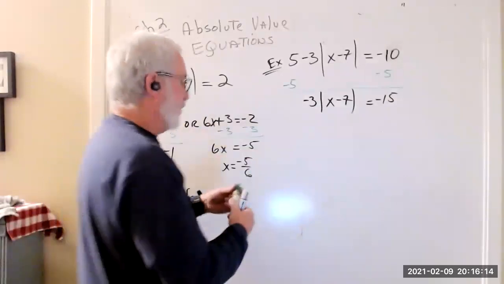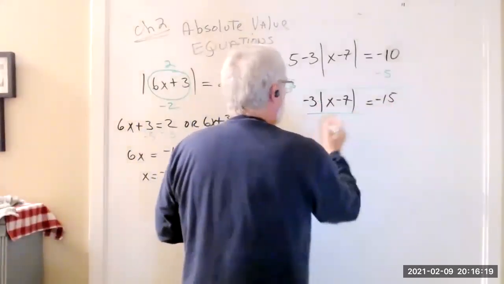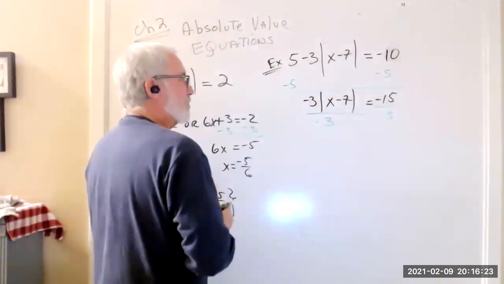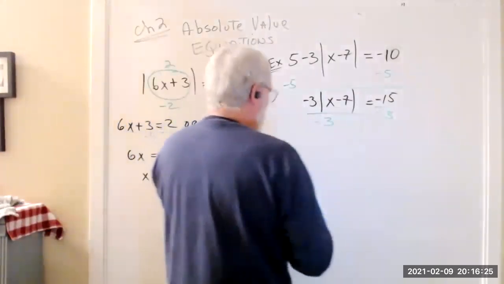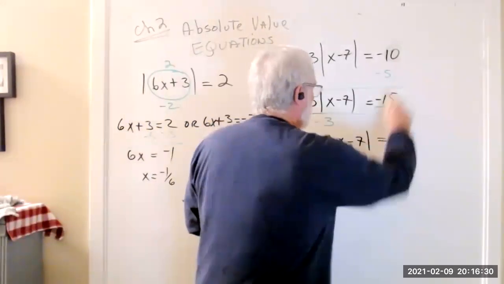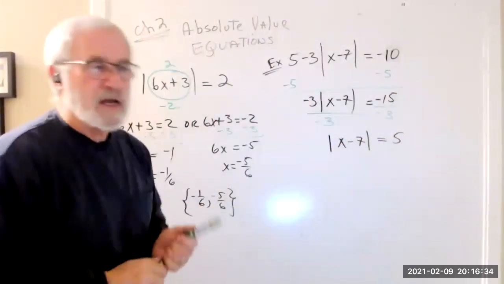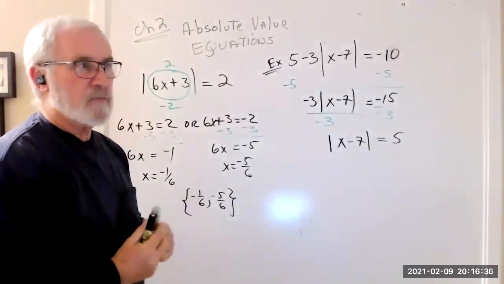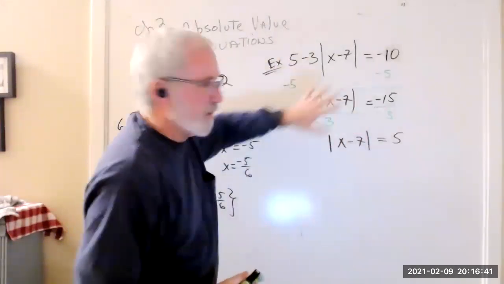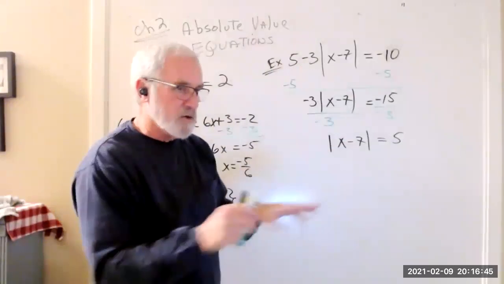Well, the 3 is multiplying. So I'm going to divide by -3. That gives me the absolute value of x minus 7 equals 5. Now I have isolated the absolute value. It's just an absolute value. It doesn't have all this other junk around it. Now, and only now, can I split it into the two parts.